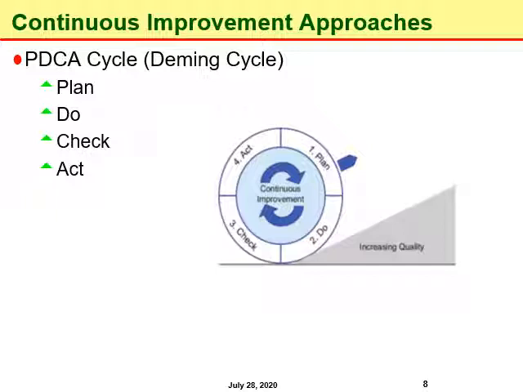Then the next step is check. That is, analyze the success of the improvement actions. In particular, compare the results of the improvement actions against the expected results and record any observed differences. Then the next step is act.